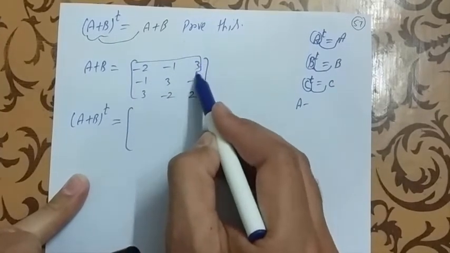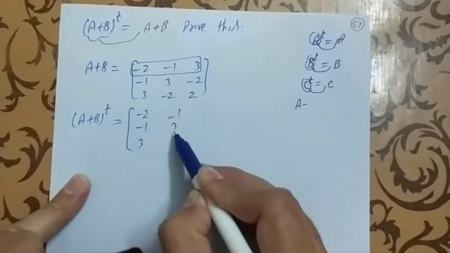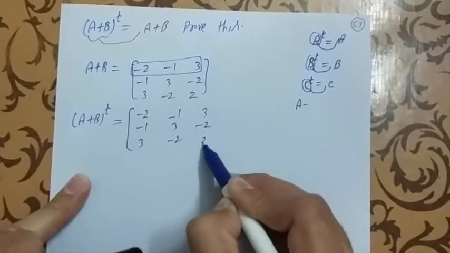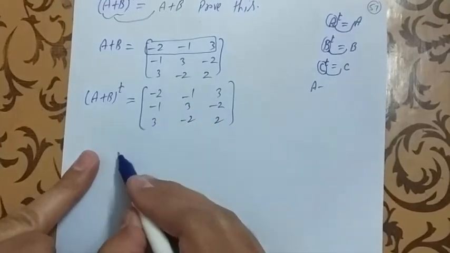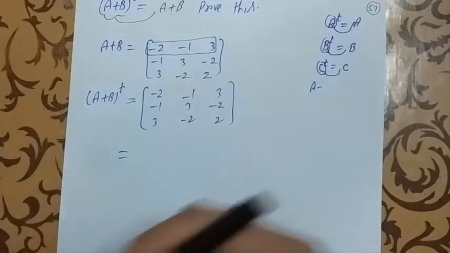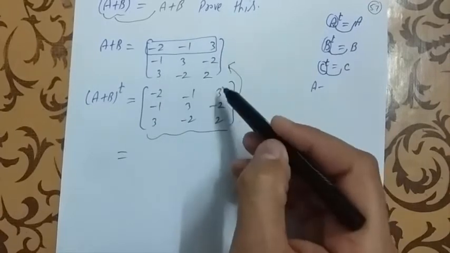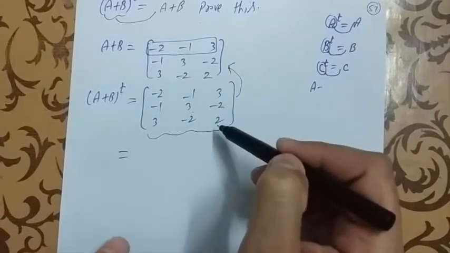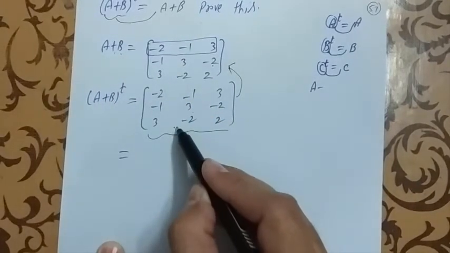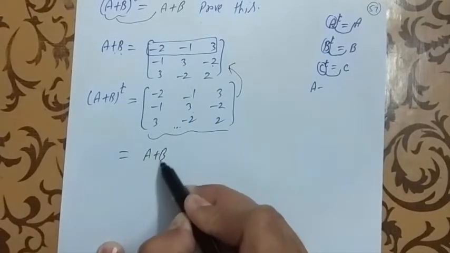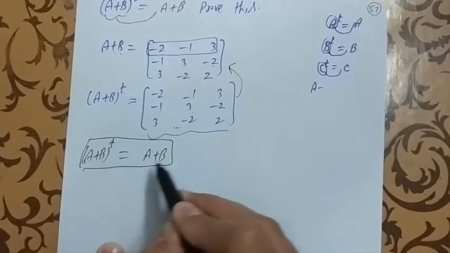We convert rows into columns. The rows are minus 2, minus 1, 3; minus 1, 3, minus 2; 3, minus 2, 2. So students, see this clearly. This is the same matrix as before. So this matrix is equal to A plus B, so A plus B transpose is equal to A plus B.